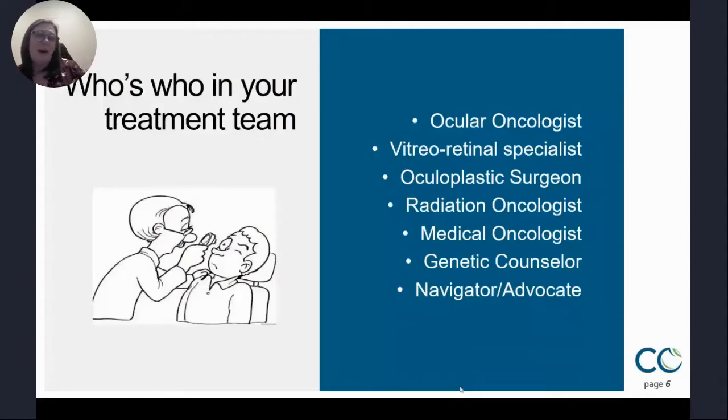So we're going to talk a little bit about who is who in your treatment team. First, I'm sure many of you are aware of your ocular oncologist. The next one on there is vitreoretinal specialist. And sometimes those terms get mixed up together. They are not quite the same. Every ocular oncologist is a vitreoretinal specialist, but not every vitreoretinal specialist is an ocular oncologist. Being an ocular oncologist takes extra training, fellowships in ocular oncology from specialized training programs.